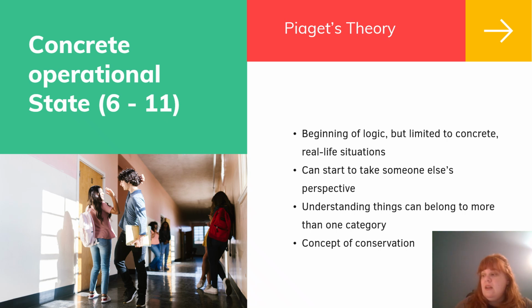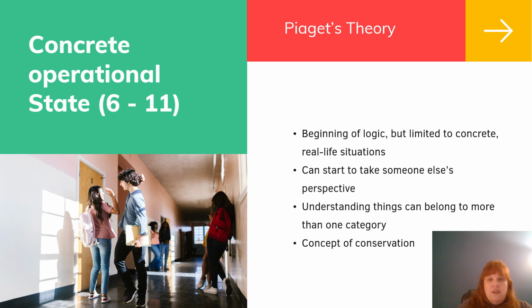The next stage is concrete operational. So this is where children are beginning to really understand logic, but that is limited to really concrete real life situations. So they're not really able to think about abstract things, but they can think logically about things that are very concrete and real life. They can start to take someone else's perspective. This is where they learn to develop that.